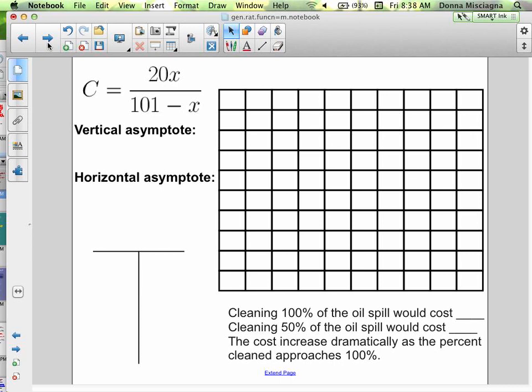All right, so how about the vertical asymptote? Remember what you do? What do we do to find a vertical asymptote? What do we do with our denominator? Help him out. Set it equal to 0.